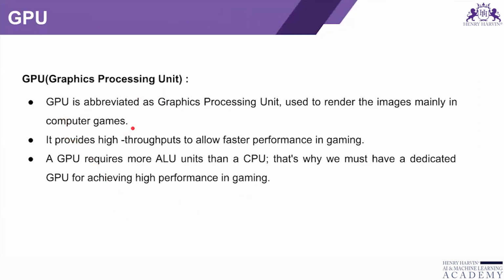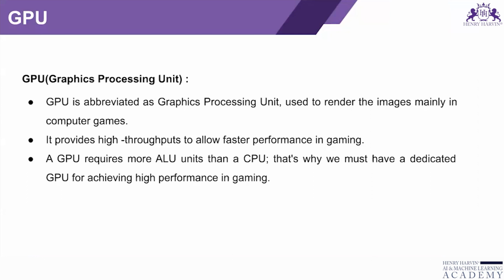GPU is the graphics processing unit, and mainly it is built into computers for games, because games involve very high-level, high-definition image processing. At a time the object is moving. If we are playing some firing game, the object is moving in a fraction of a second, 10 to 15 moves.